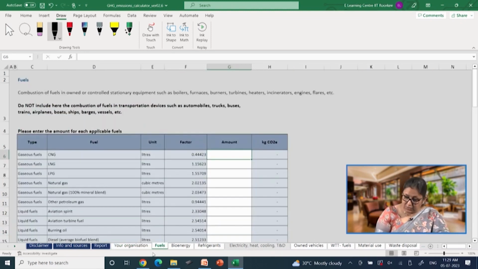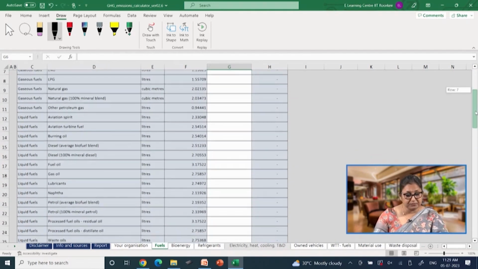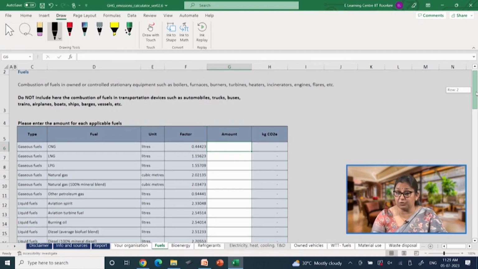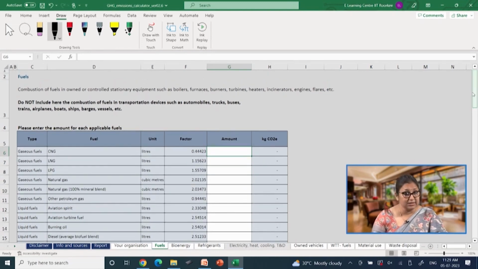Now, let us look at some of the tabs that are there. This first tab requires us to answer what are the different types of fuels that are consumed. It is automatically coming with a factor. These are the default emission factors, because I did not select a country. Had I selected a country, these default factors would automatically change. We cannot change them, but these default factors will change.